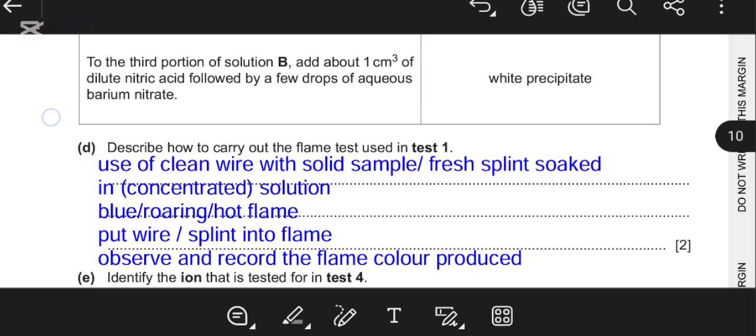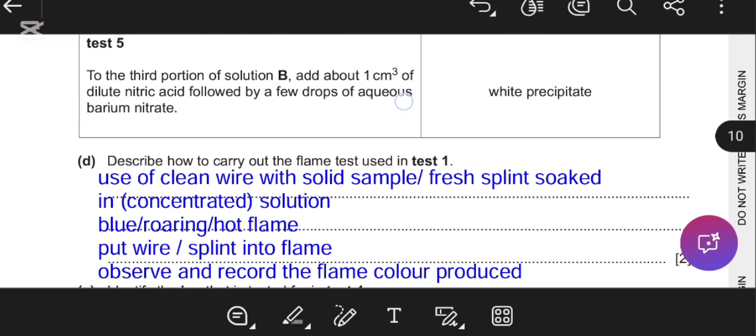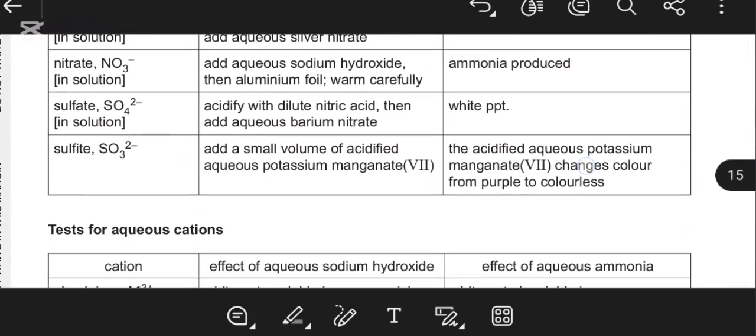Okay, to the third portion of solution B, add about 1 centimeter cube of dilute nitric acid followed by a few drops of aqueous barium nitrate. We saw this before as well. See, we see this here. This is for the sulfate.